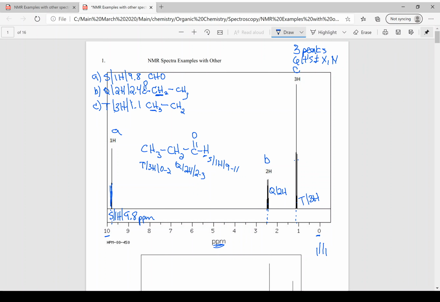And then I double check. Did it do exactly what I expected? And the answer is yes. And then I need to say who's responsible for each peak. So this is responsible for A. This is responsible for B. And that one is responsible for C. Now we actually answered the whole problem using just the proton NMR, but sometimes it's not that easy.